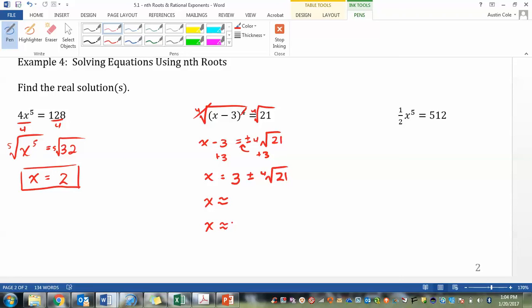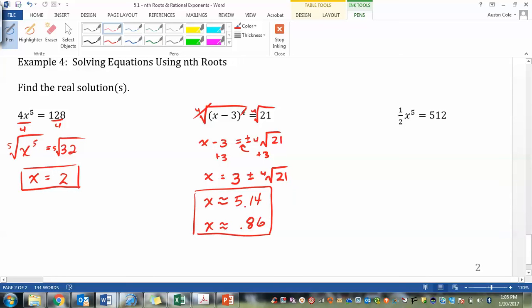So when you guys do 3 plus the 4th root of 21, what do you guys get? 5.1. 5 point what? We're going to round to 2 decimal places. 5.14. And we do 3 minus the 4th root of 21. 0.86. So you just do one with adding 3 and one subtracting. Correct. You're going to do 3 plus that and 3 minus that. You bet.